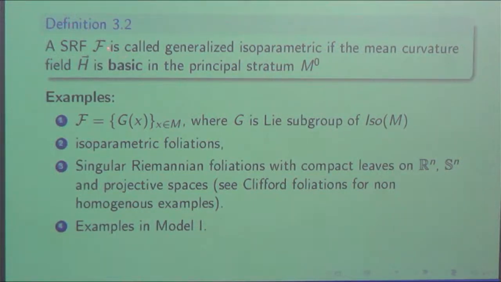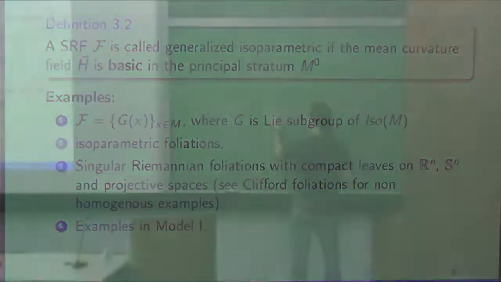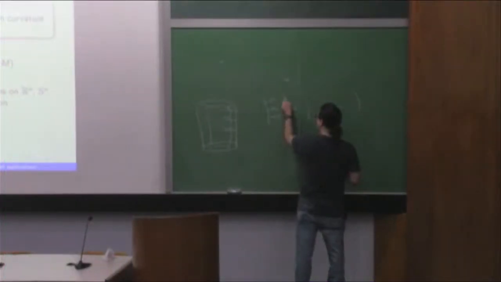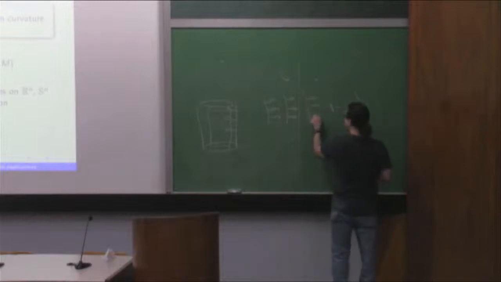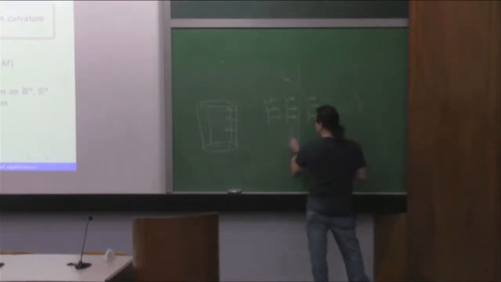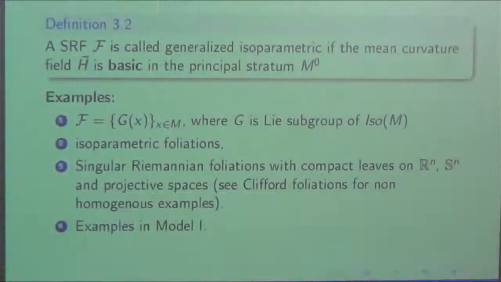In the situation when we have a foliation, consider here a singular Riemannian foliation, and we will assume that this vector field is basic with respect to our foliation. So you have here our foliation, you have here our vector field in the regular stratum, okay? And here you have your local quotient.